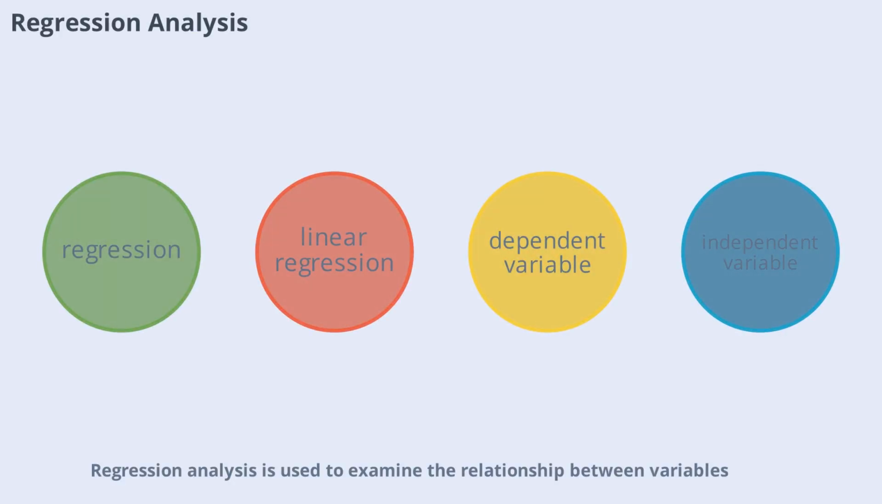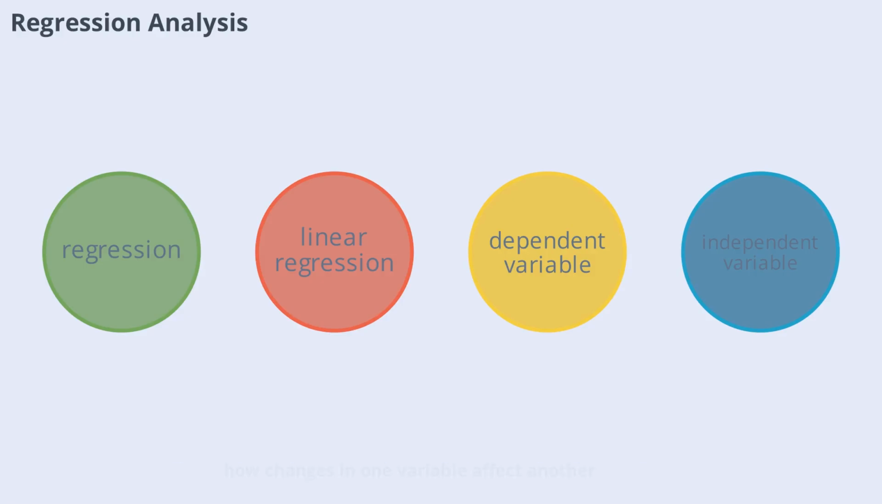Regression analysis is used to examine the relationship between variables. The most common type is linear regression, which models the relationship between a dependent variable and one or more independent variables. Regression helps you make predictions and understand how changes in one variable affect another.